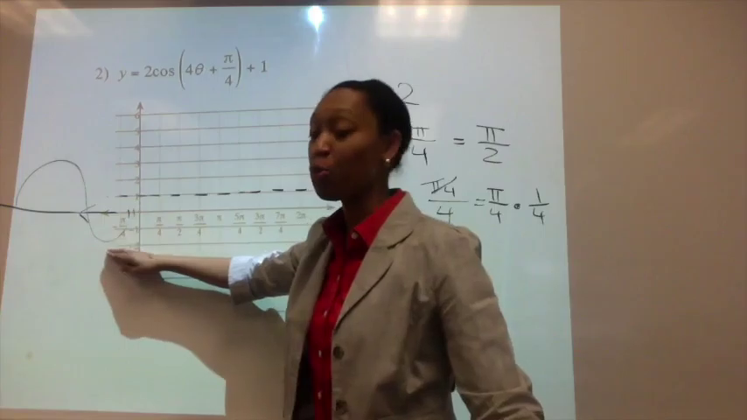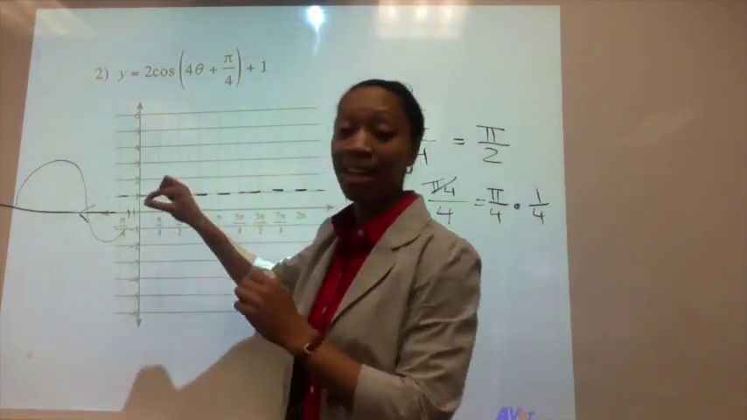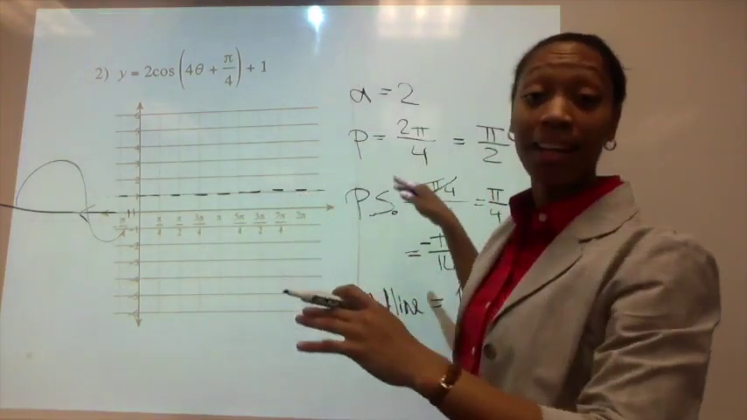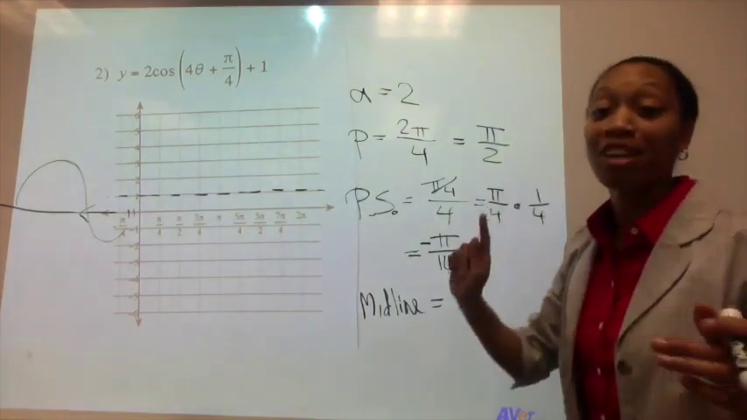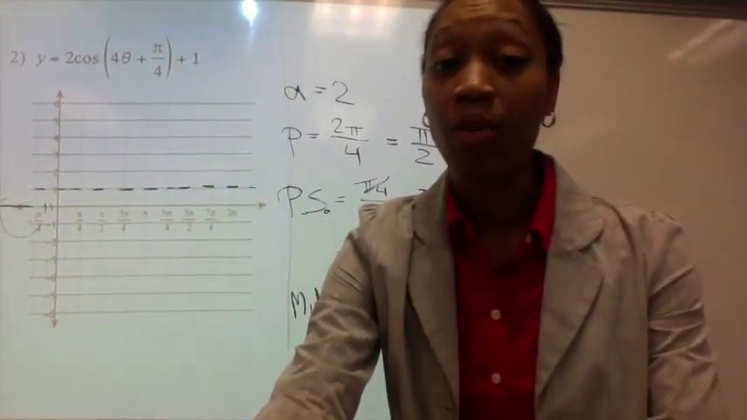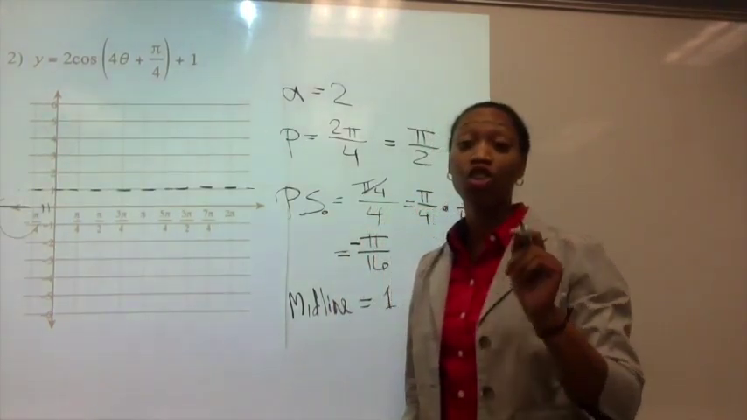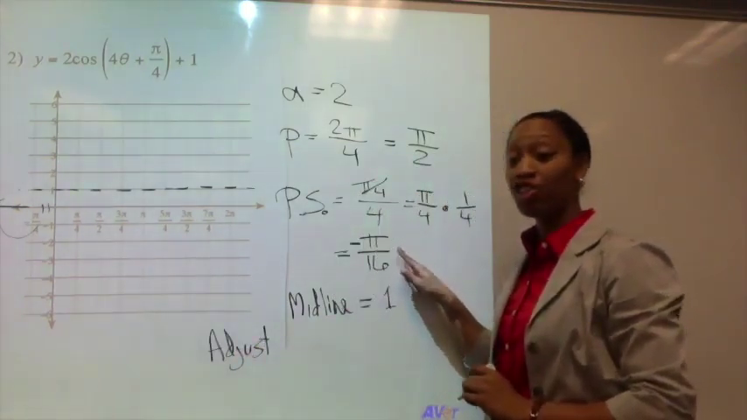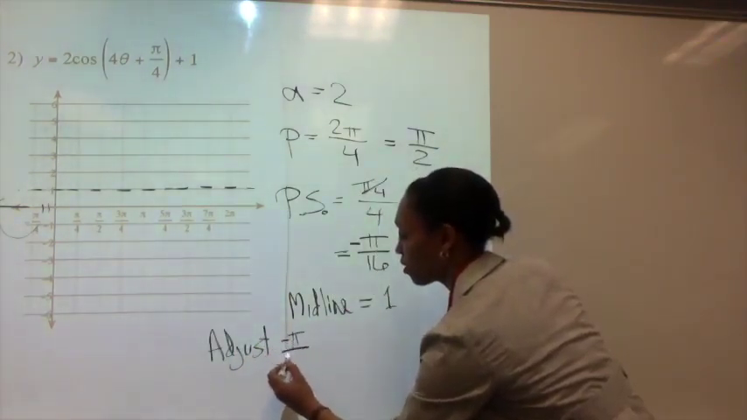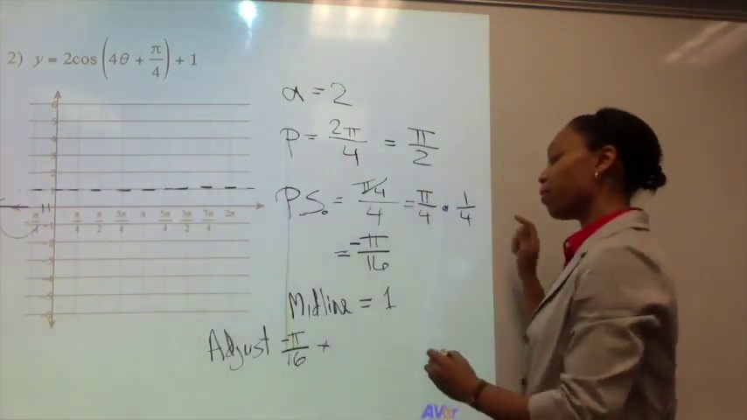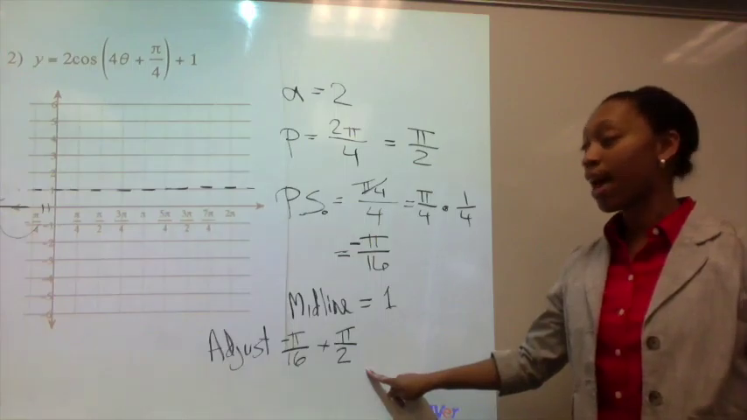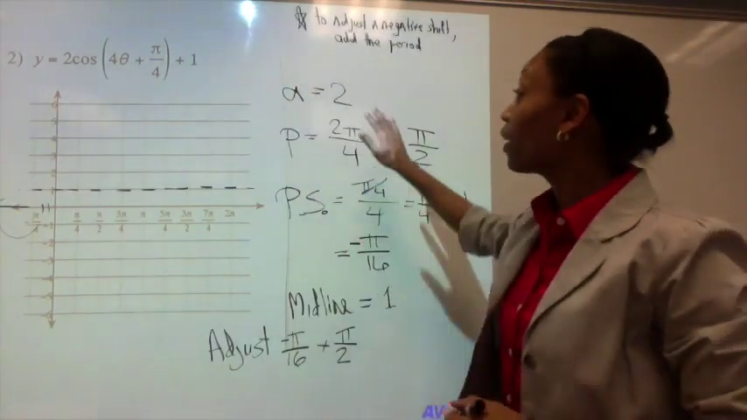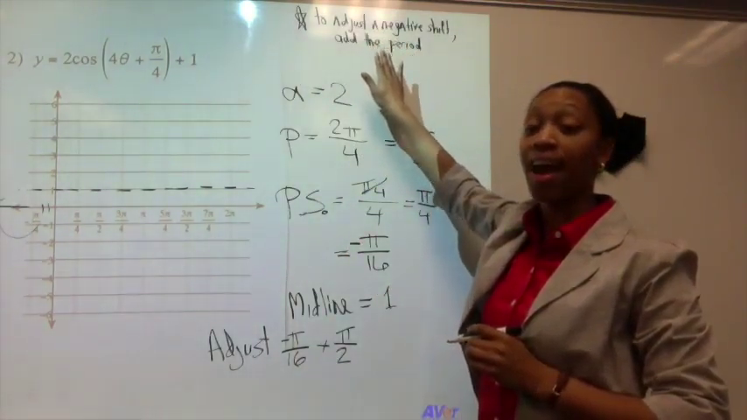add the period to our negative number to find out where that next wave begins, because I know that this graph is repeating again and again. So if I add the period, I can find the next one, and that will be the one that I want to use. I'm going to adjust this by taking my phase shift, negative pi over 16, and adding my period. So to adjust, add period. That's worth writing down. To adjust a negative shift, add the period.